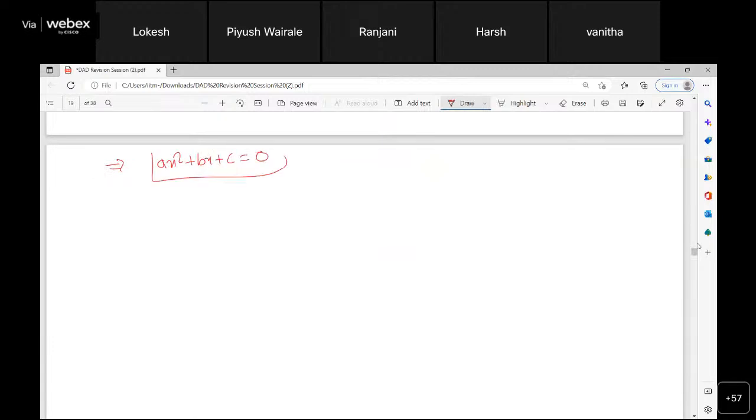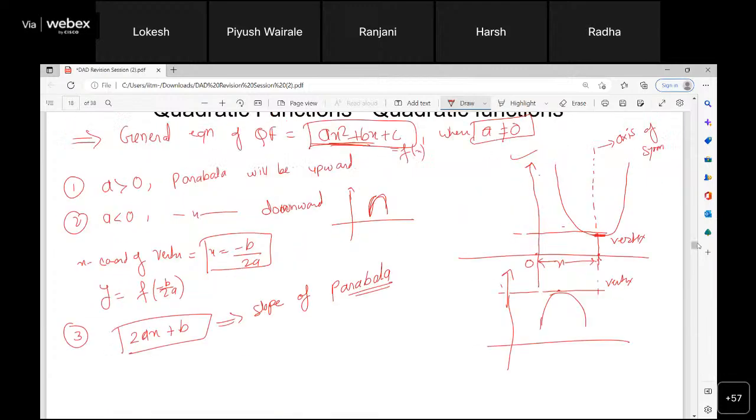Can you please repeat the last part, the parabola thing, the minimum? Okay. Suppose my parabola is upward like this. Then the minimum value will occur at this vertex, because this is my parabola. The minimum value will occur at this vertex, and the maximum value is infinity. If my parabola is downward, then the maximum value will occur at the vertex, and the minimum value will be minus infinity.